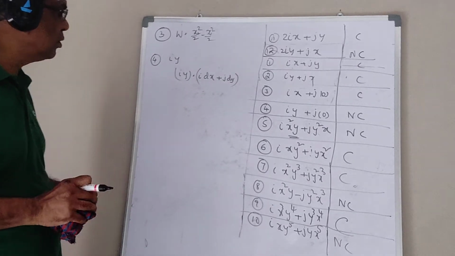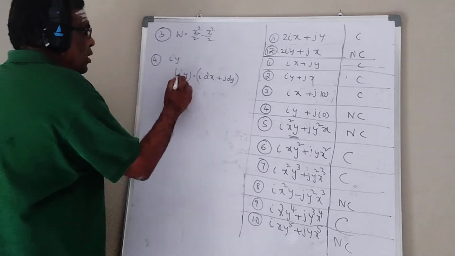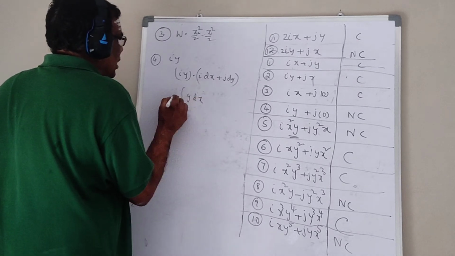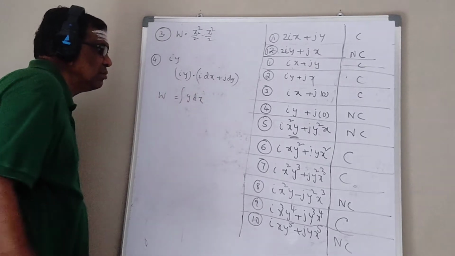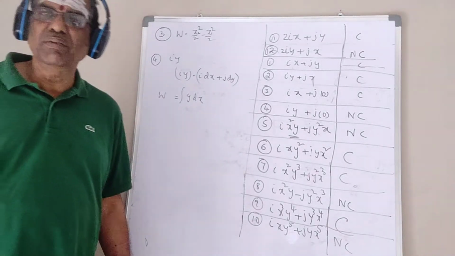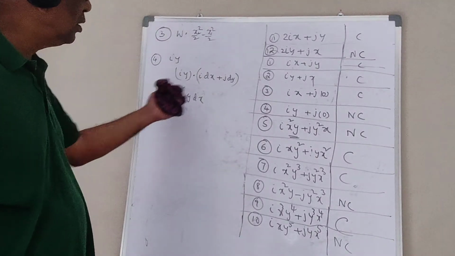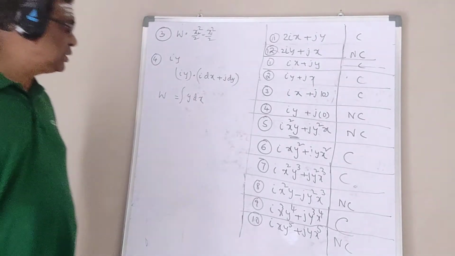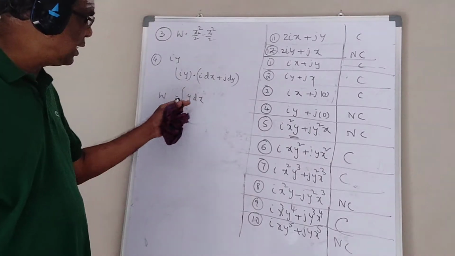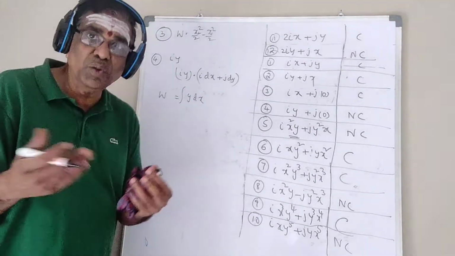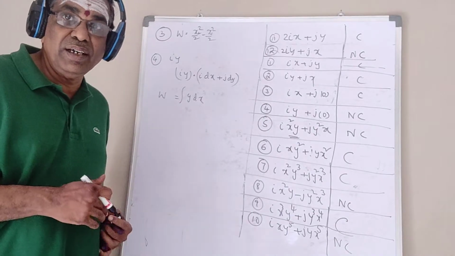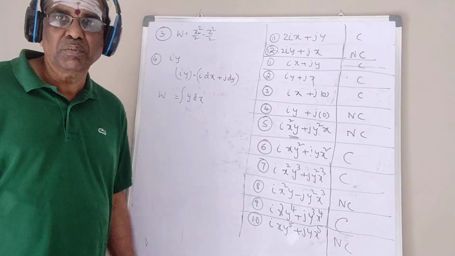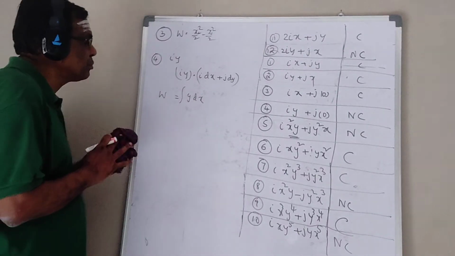This is how you are going to get it. And you know i·j = 0, i·i = 1, you will get the integral of y dx. And you know very well it is not possible for you to work out the work done unless it is specified. If y is constant, then you can do something. But y is a variable, and you want the integral of y dx. It is not possible to work on that.